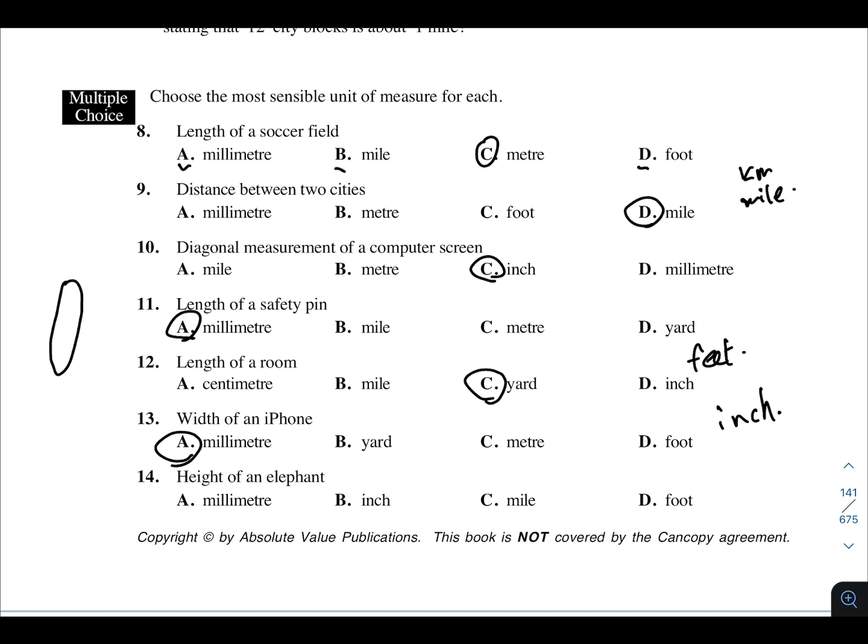And 14, height of an elephant. For this one we don't use mile, it's too large, inch is too small, and millimeter of course is too small, so we just use foot. And for the height of an adult, we use foot. For me, my height is 6.2 feet.